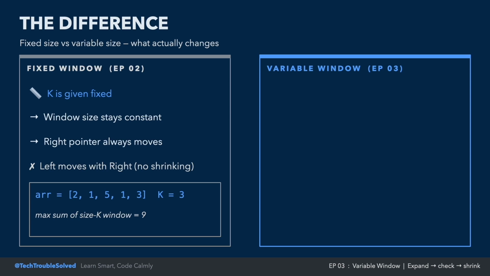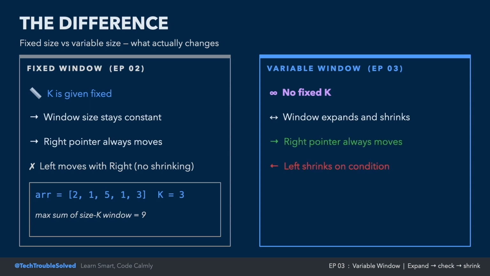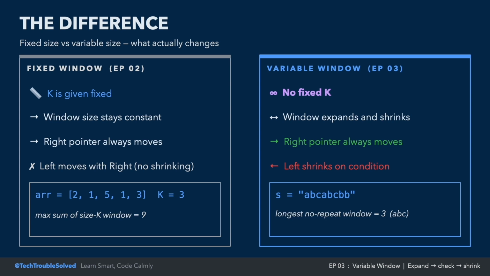Variable window, episode 3. No K. Nobody tells you the size. The window has to figure it out as it goes. It expands when conditions are good and shrinks when something goes wrong. Think of it like a rubber band. Stretch it as far as it can go, and the moment it breaks, you pull it back from one end. Same core idea, a window that moves across data, but completely different behavior. And that difference is exactly what today is about. Let's look at the problem.